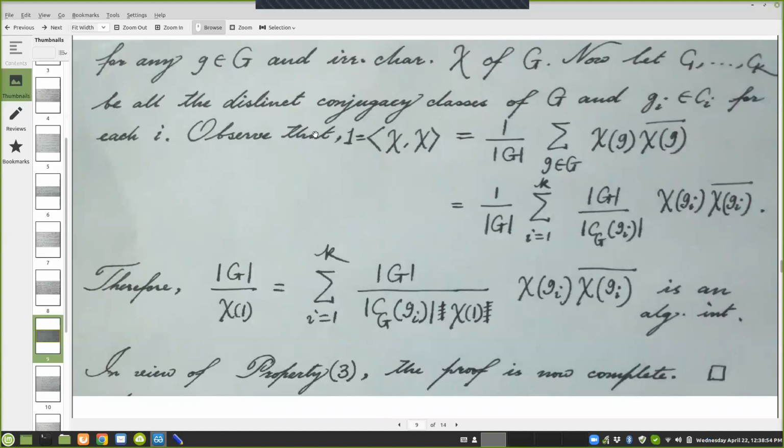Okay, so in the next video we'll show some applications of this dimension property. Okay, so let's stop here.